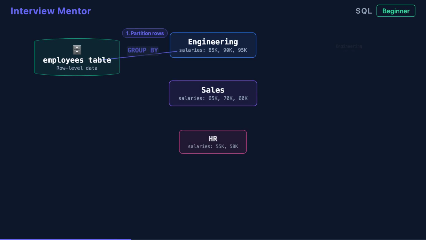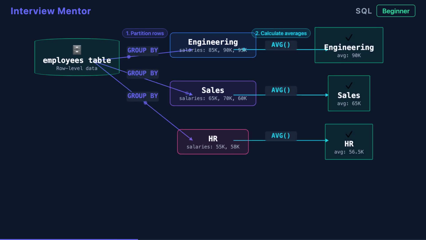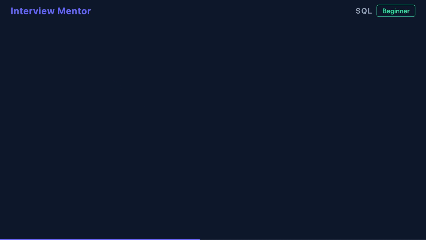Here's how SQL processes this query internally. First, it scans the employee table and partitions rows into department groups. Then, within each group, it applies the AVG function to all salary values in that partition. Finally, it returns one row per department with the calculated average. This grouping mechanism is what transforms row-level data into summary statistics.